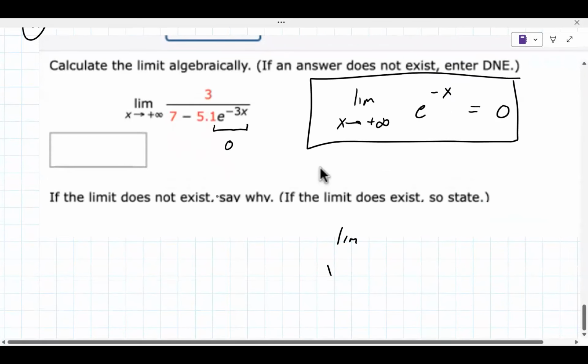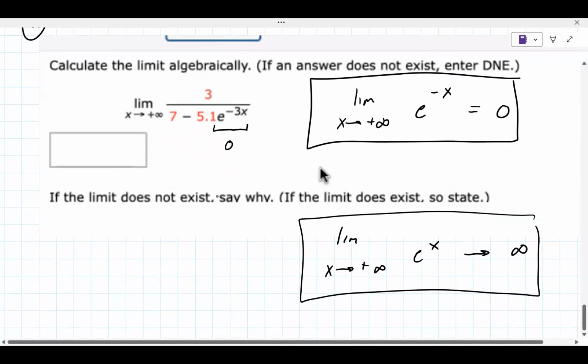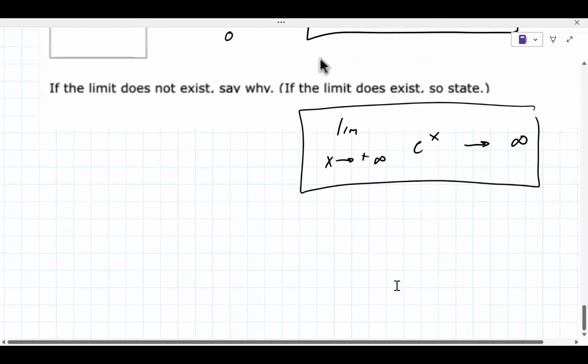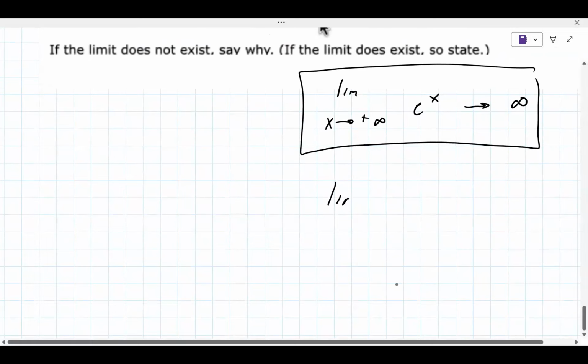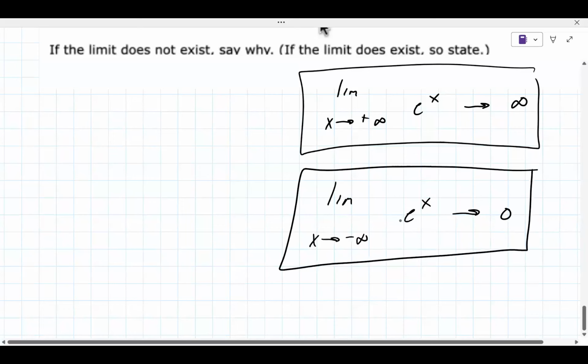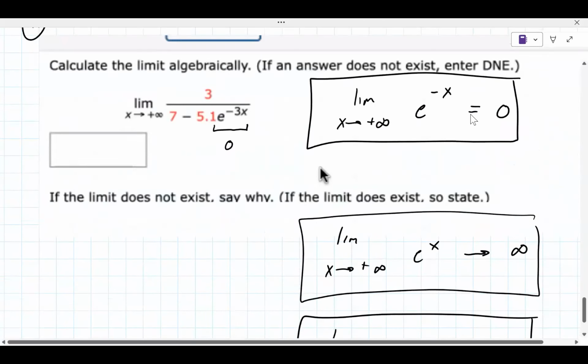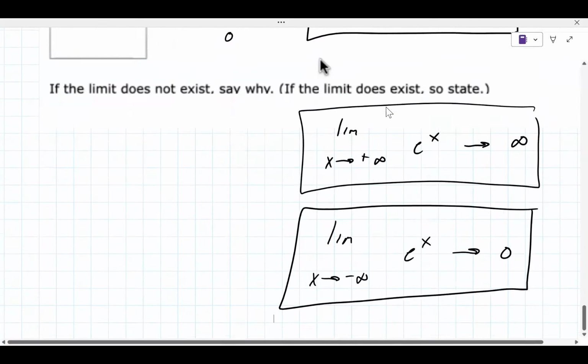But you've got to be careful here. The limit as x goes to positive infinity of e to the x goes to infinity. That negative versus positive makes all the difference. Now, not to confuse you, but if it's the limit as x goes to negative infinity of e to the x, this goes to 0, because it ends up being e to a negative number. So there's actually 4 of these to remember. There's another one associated with this that we could throw up there.